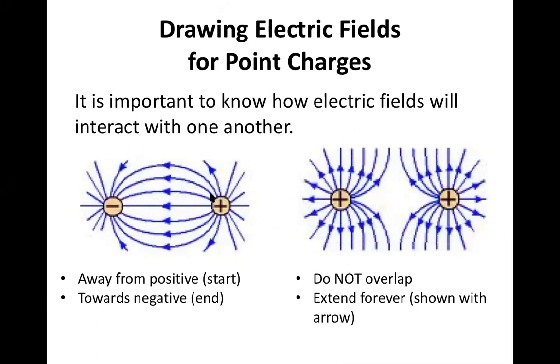So for example, being here is greater force than being out here. As well, here is a dead zone where you're not going to feel a force. Here is a stronger force moving a positive test charge that way. Here is a weaker force.